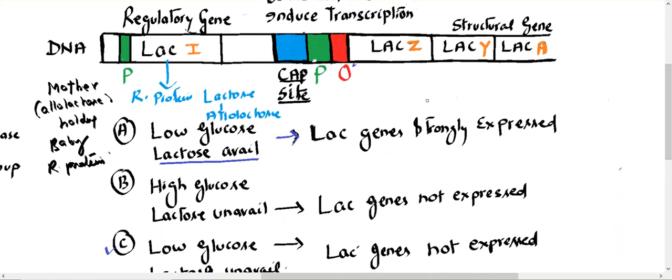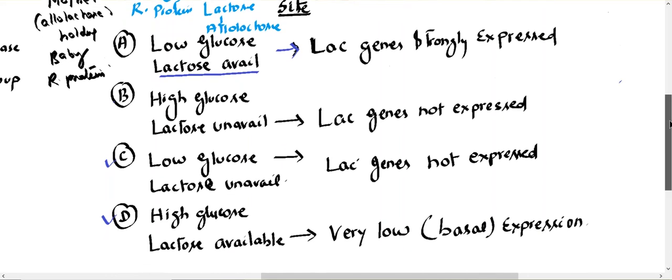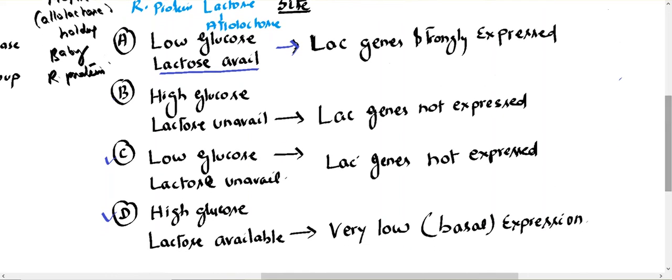Okay, so the lac genes are strongly expressed in a situation where there is low glucose and lactose available. This is one scenario, guys. What will happen when there is high glucose and lactose is not available? Of course, lac genes will not express.